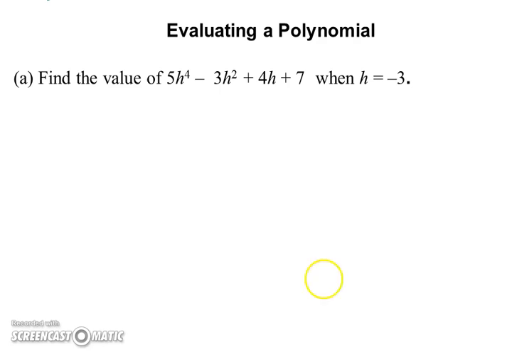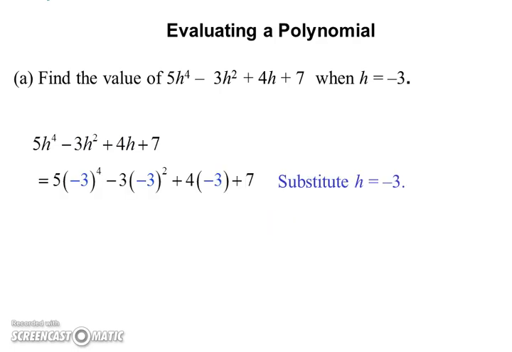Plug in h equals negative 3. So to do that, everywhere we see an h in the polynomial, we put a negative 3. So we get 5 times negative 3 to the fourth minus 3 times negative 3 squared plus 4 times negative 3 plus 7. Now after we've substituted h equals negative 3, it's important that we be careful with our signs, and we may want to use a calculator or at least double check our work for our signs carefully.